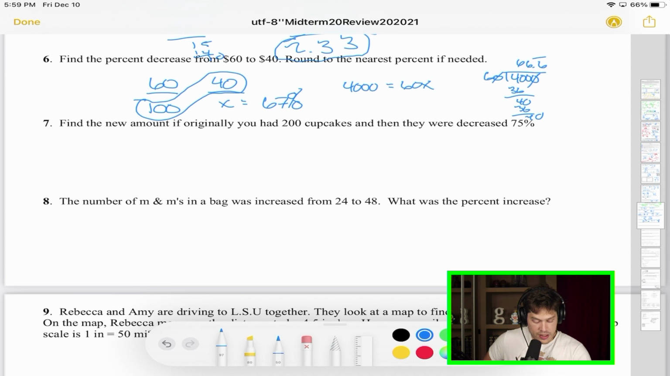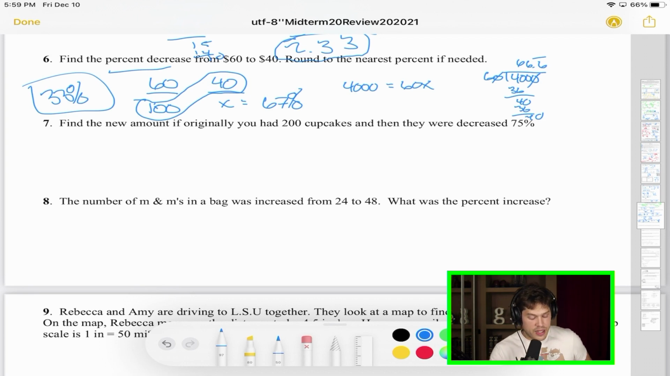Find the percent decrease. It asked for the percent decrease. So it went from 100 to 67. So the percent decrease is 33%. Okay, so always answer exactly what it asked for. It asked for the percent decrease. It went from 100 to 67. So the percent decrease means it went down 33%.